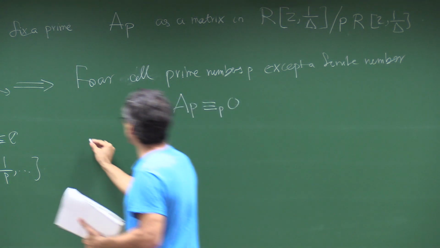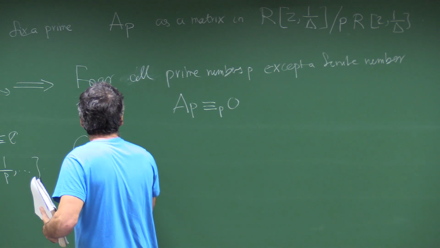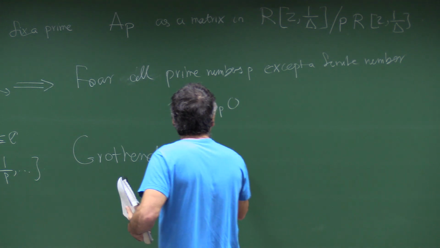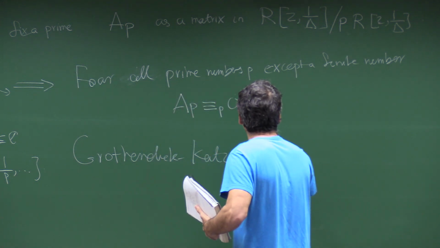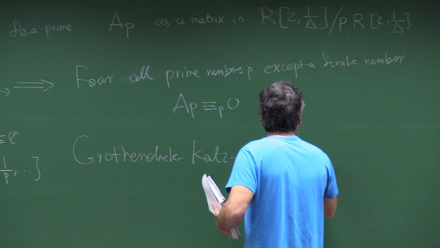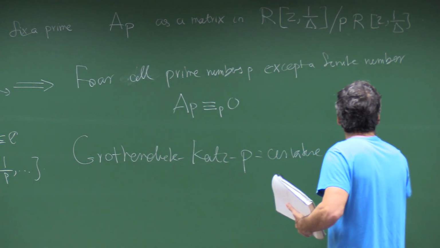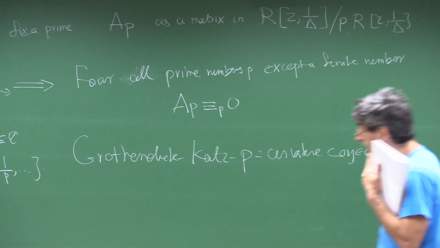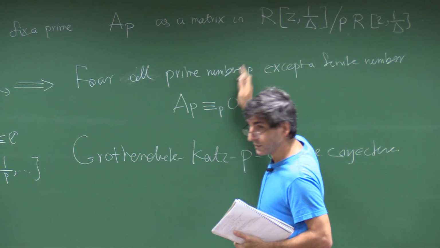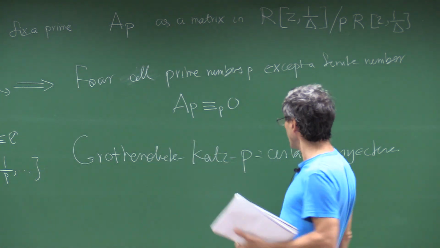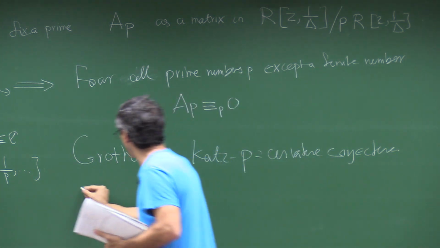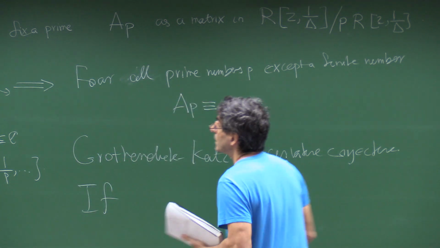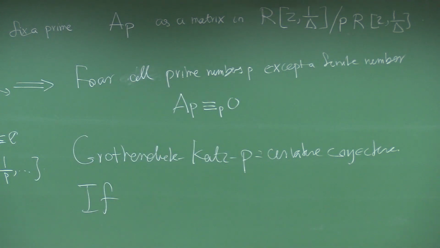And at the end of the day, this Grothendieck-Katz p-curvature conjecture says that if this happens, then the differential equation must have only algebraic solutions. So let me call this one 1.